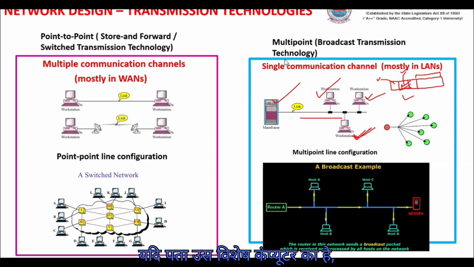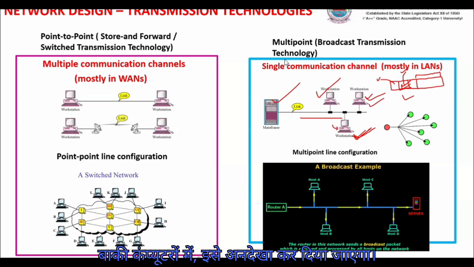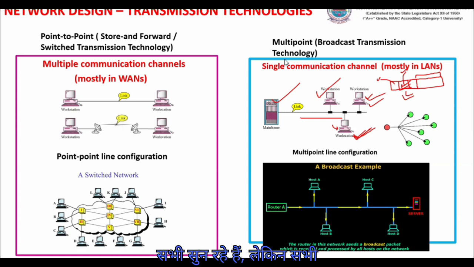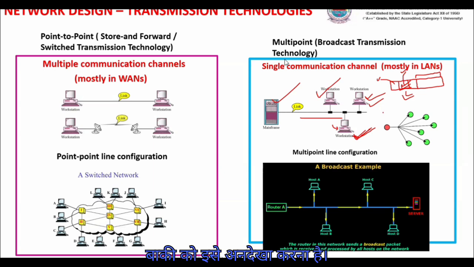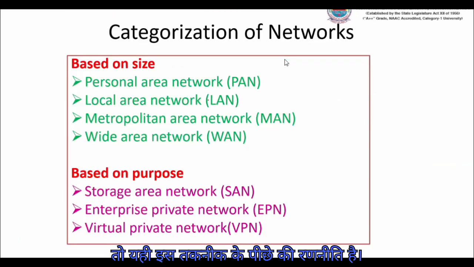If the address belongs to that particular computer, it will pass it on to the main memory and from there to the main processor, etc., where it will be processed. In the rest of the computers, it will be ignored. When they check the address and find that this address does not belong to them, they will just ignore it. For example, in a class, if I say roll number 10 has to do this thing, everybody is hearing, but everybody knows that this job has to be done by roll number 10. The rest have to ignore it. So that is the strategy behind this technology.